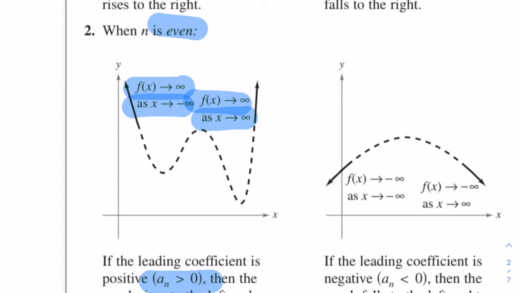When a is less than 0, so maybe a -2, -5, the ends are going downwards. Remember that parabola would have a maximum. So as x approaches infinity and as x approaches negative infinity, both f of x on the left and right will approach negative infinity.